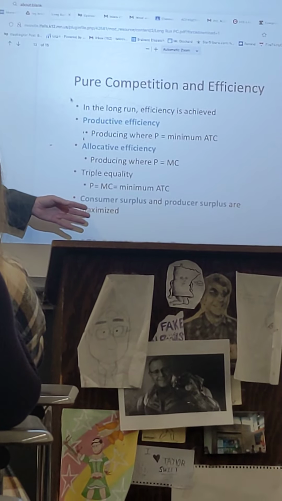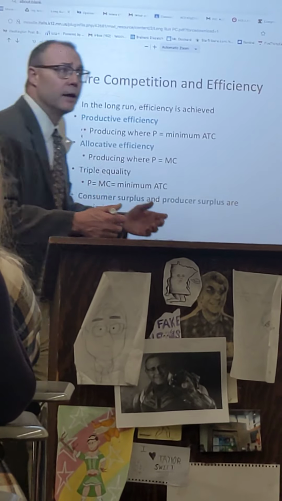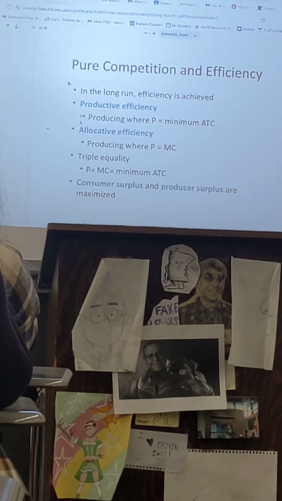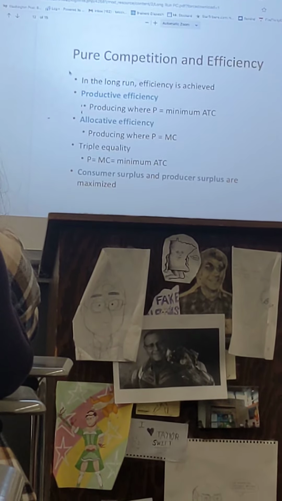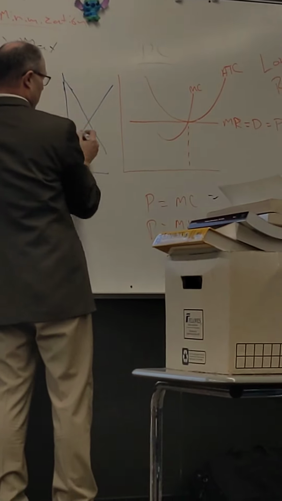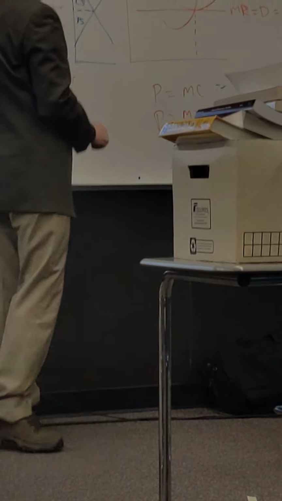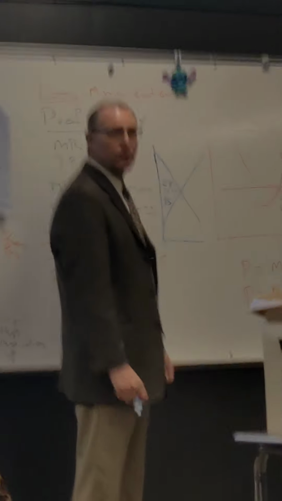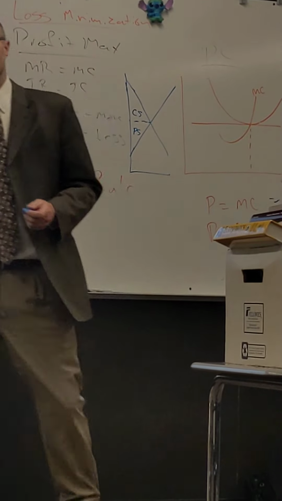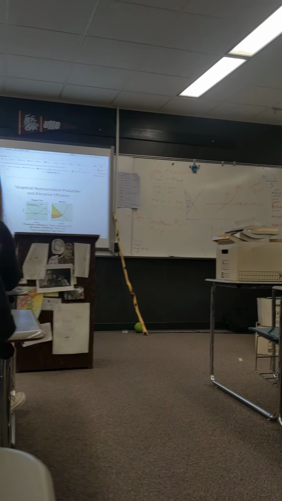What's going on here? Consumer and producer surplus is maximized. We're talking about that again? Yeah, we are. Because remember, the industry is setting the price, and can I draw a supply and demand function right over here? I can. Isn't this CS and this PS? It's maximized. Pure competition is beautiful. And if you look at this next slide here, let's take a look at it right there.